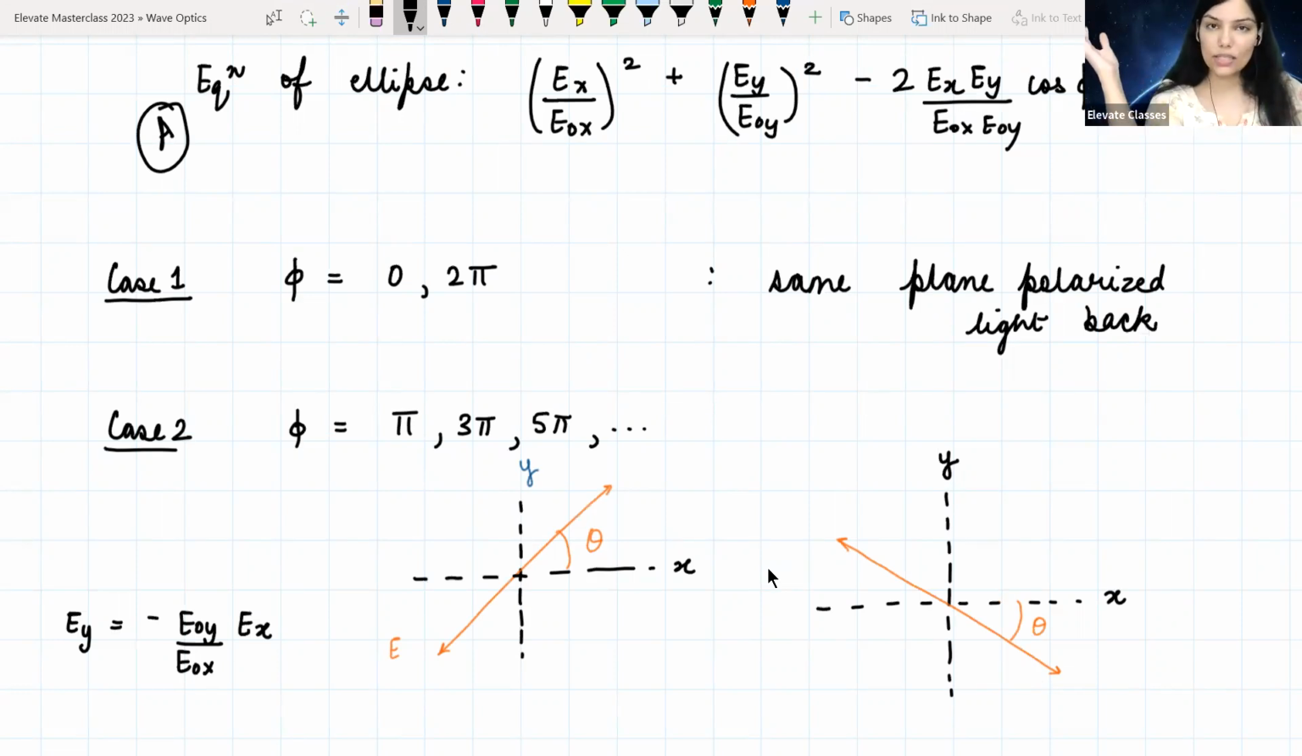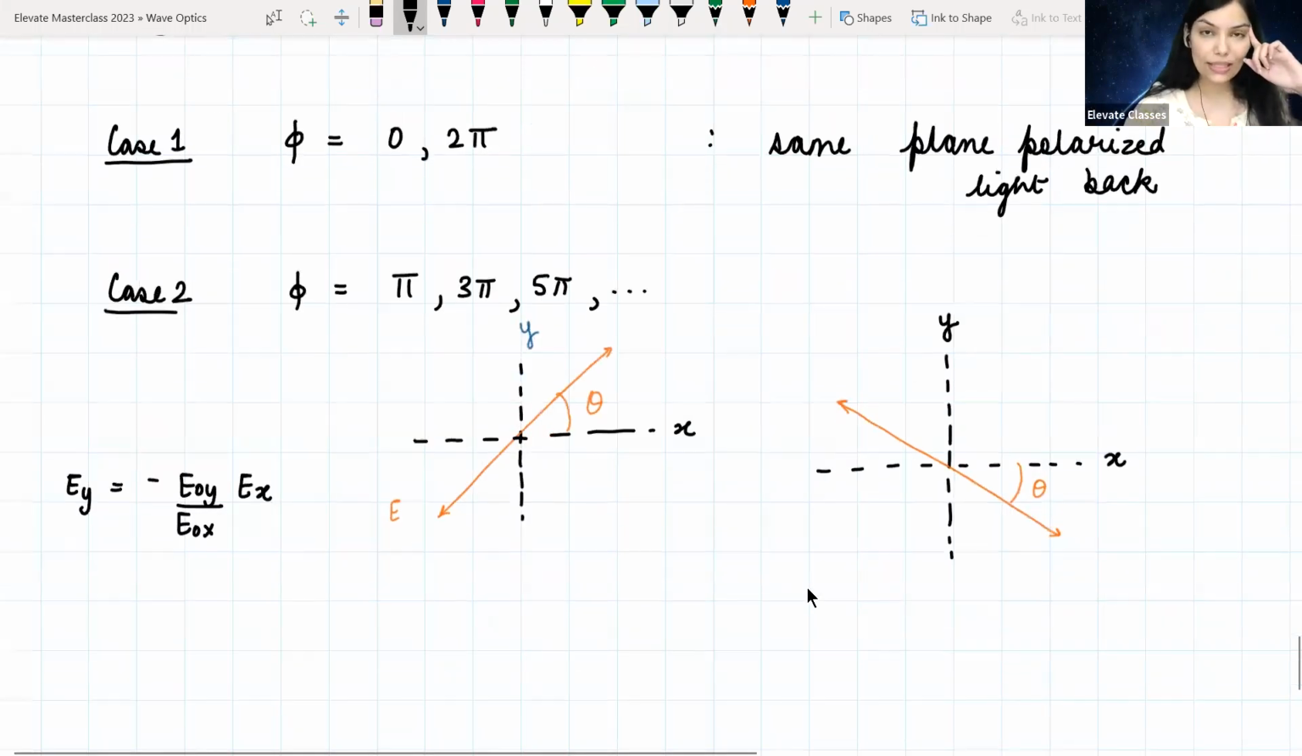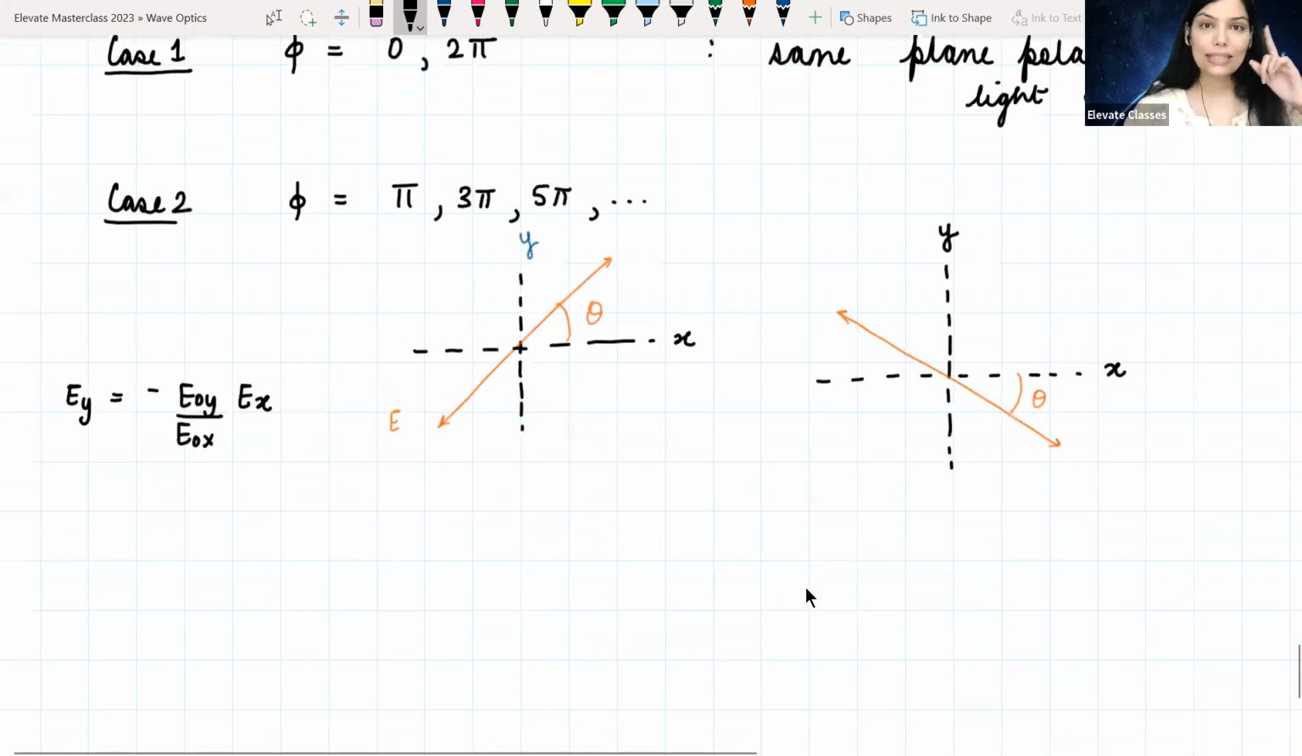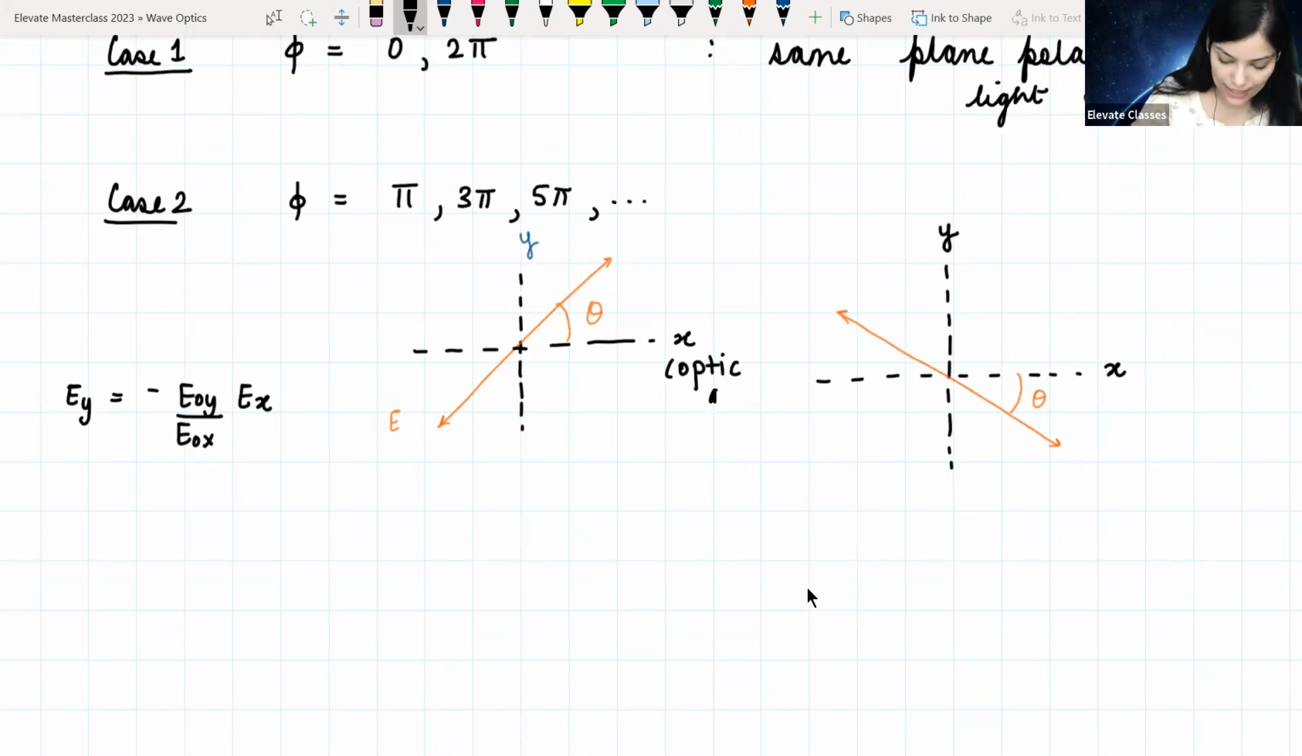So basically, first and third quadrant, say you have flipped it and you have come into the second and fourth quadrant. But now the important point that you should remember is that this flipping only happens with respect to the optic axis. So where is the optic axis? It is parallel to the x axis, that is why I will consider this angle.